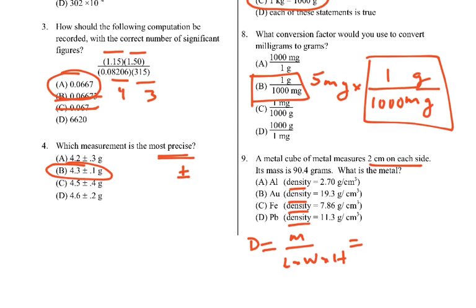So we're looking for an answer to 90.4 grams over 2 times 2 times 2, which is 8. So 8 goes into 90, 8 goes into 80 10 times, so it's a little bit bigger than 10. So we're looking for answer D. It's the only reasonable answer.